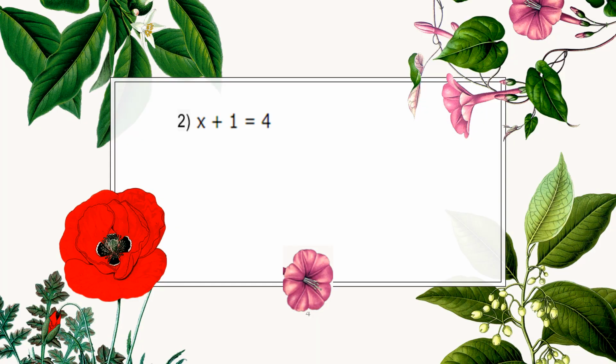Number 2, x plus 1 equals 4. In this example, there is no numerical coefficient for x. I mean, the numerical coefficient is 1. And so, we don't need to divide. But then, we see that there is a plus 1, and we are looking for the value of x. That means it should only be x on the left side of the equation.